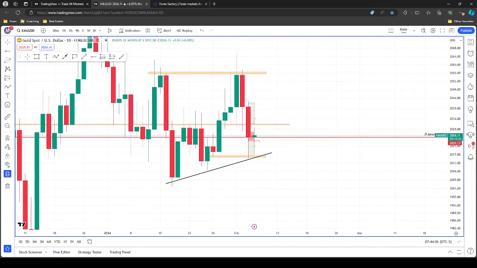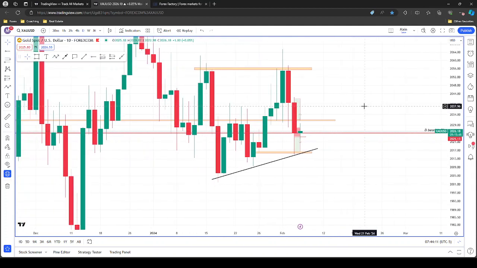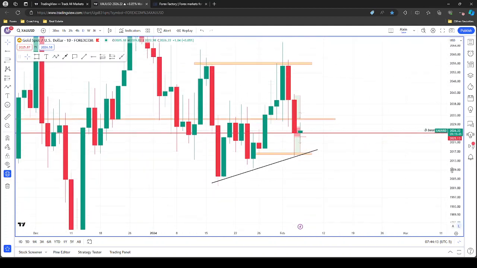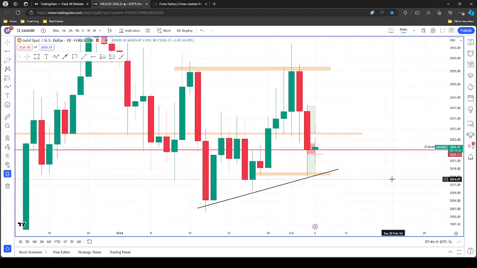I'm trading XAU, which is gold. So I'm just going to run you through what I look for when I'm reviewing my charts and let you know what I'm looking for today. So we'll start here on the daily time frame.